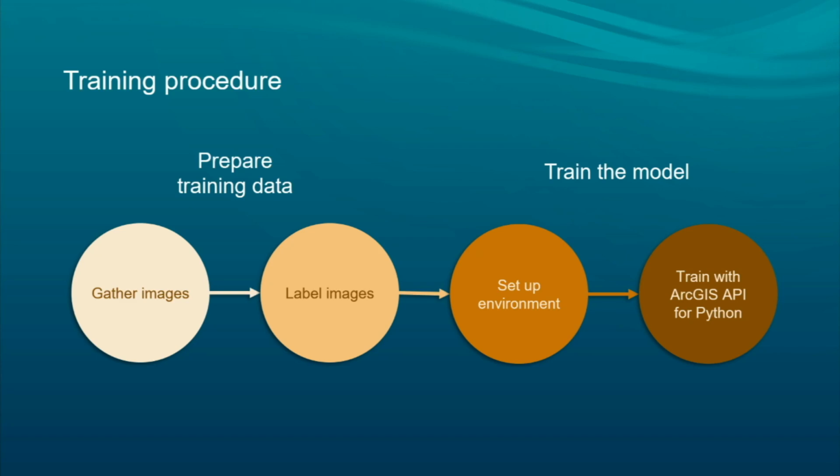So these are the steps that we'll be working through today. We'll gather images of manholes to use for training. We'll apply the bounding boxes and labels to any round or square manholes that appear in those images, and set up the environment in ArcGIS Pro, and then train the model using the ArcGIS Learn module in the ArcGIS API for Python.